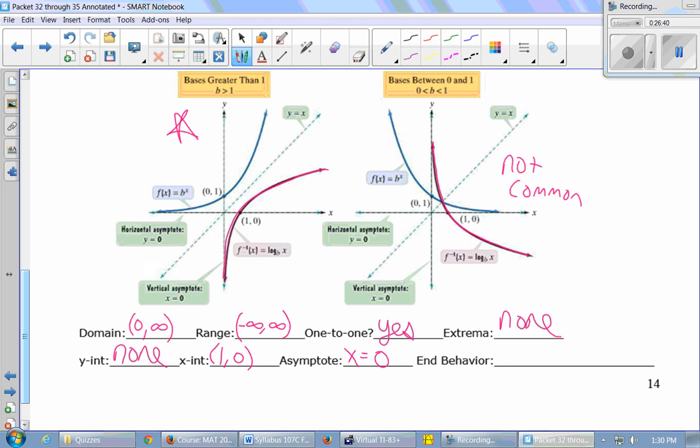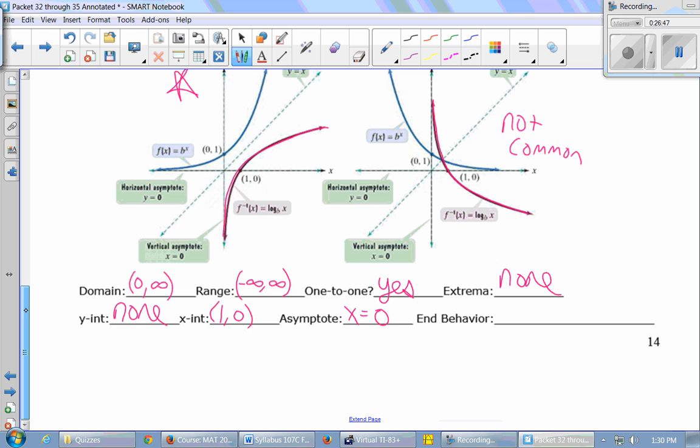And end behavior. The two different graphs have different end behavior, so let's write those out separately. We'll say when b is bigger than 1, so that's the first graph, as x approaches infinity, log base b of x approaches, what's happening? Infinity. It is always going up. It's always getting bigger, just very slowly.